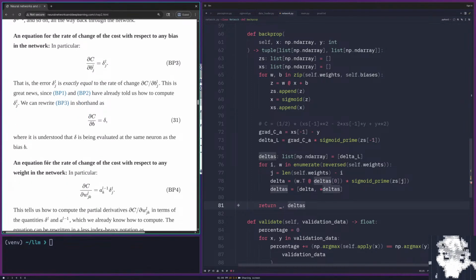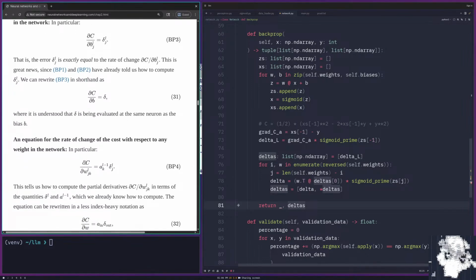An equation for the rate of change of the cost with respect to any weight in the network. In particular, the rate of change of the cost with respect to W is the activation of the previous layer, Hadamard product. I think this is a Hadamard product. It doesn't have the symbol, but you're multiplying two vectors. Oh, I guess at this point it's not a Hadamard product because it's component-wise. Yeah, so this is just a number, but when you take them together, you'll take the Hadamard product, right?